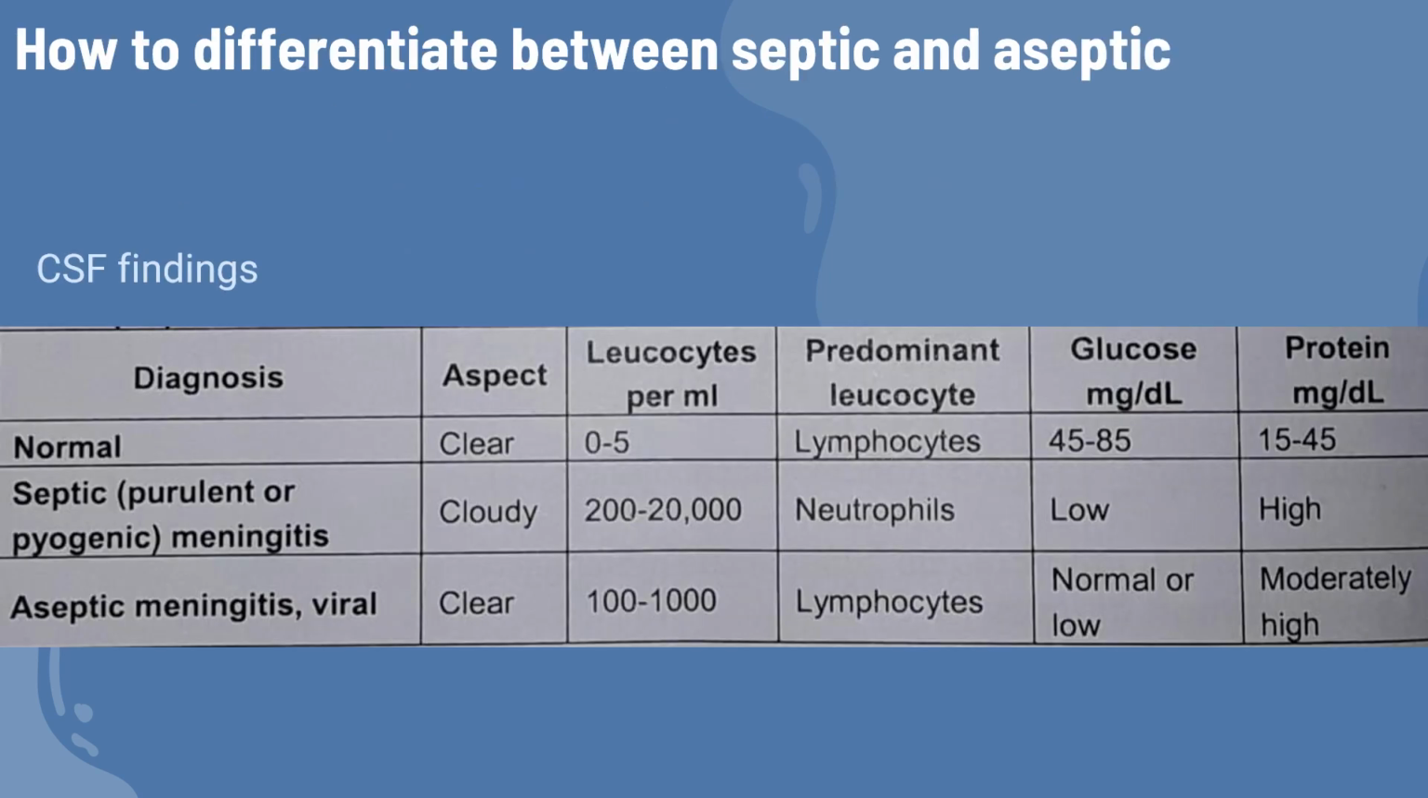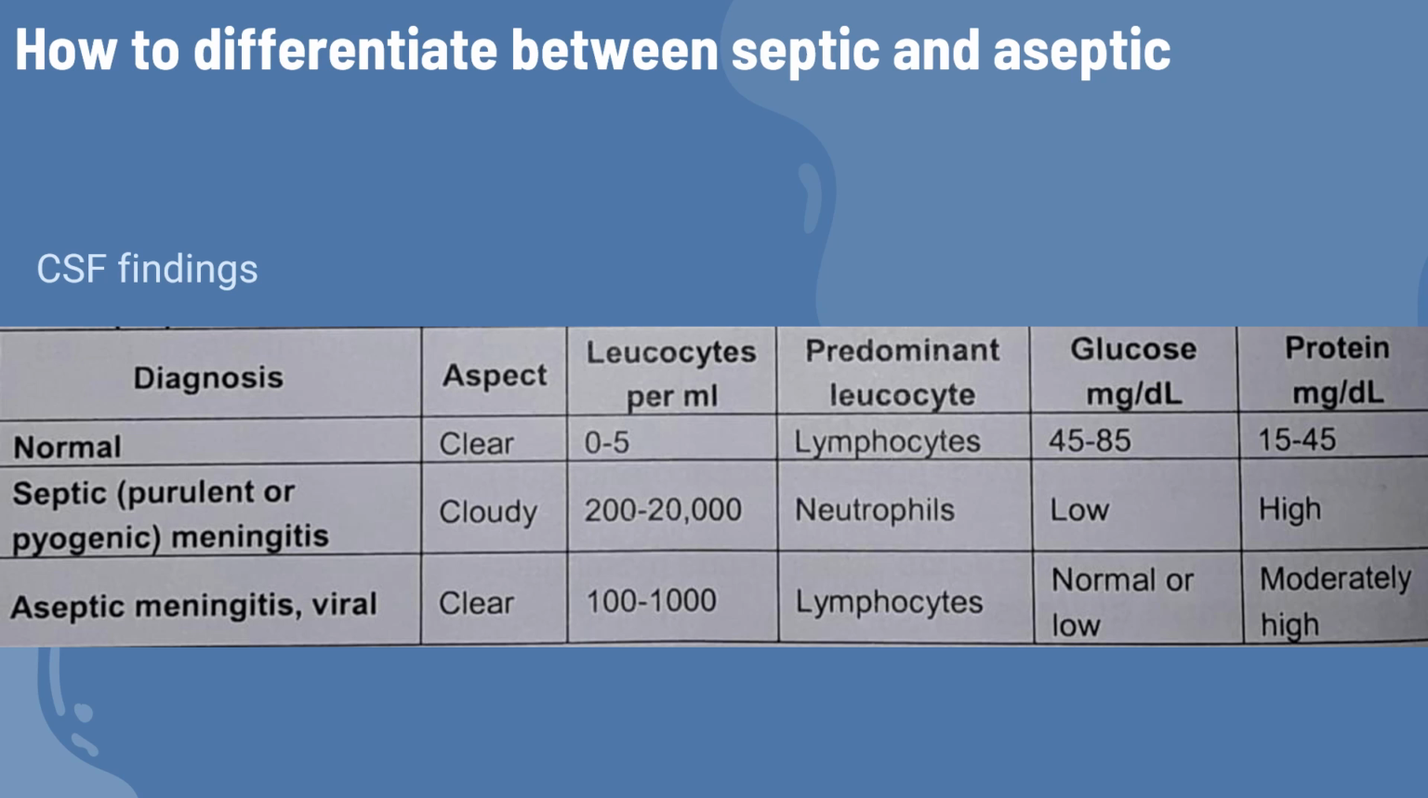How to differentiate between septic and aseptic meningitis? We differentiate between them from the cerebrospinal fluid findings. As we see, in the normal person, the aspect of the cerebrospinal fluid is clear and the leukocyte number is from 0 to 5. Predominant leukocyte is lymphocytes. Glucose level is 45 to 85 milligram per deciliter, and the protein level is from 15 to 45.